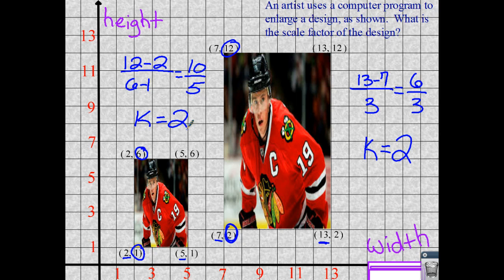So if I'm answering the question, it says, what is the scale factor of the design? Well, the scale factor is the difference between how large the new picture is in comparison to the original picture. And we took all of those ordered pairs and multiplied them by 2. Let's just check that. All right, check it out. Does it check? Fantastic.